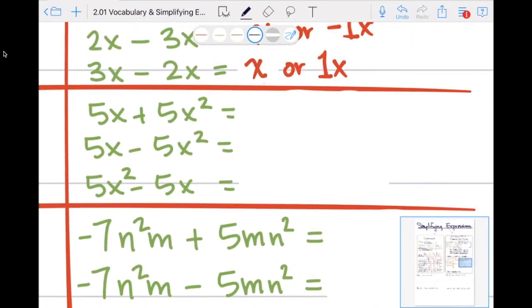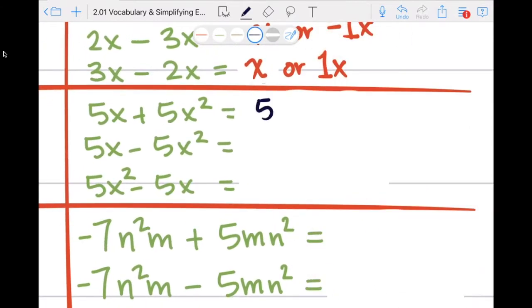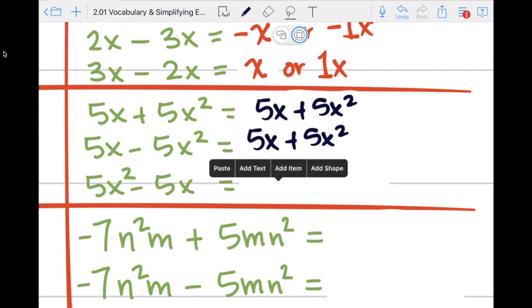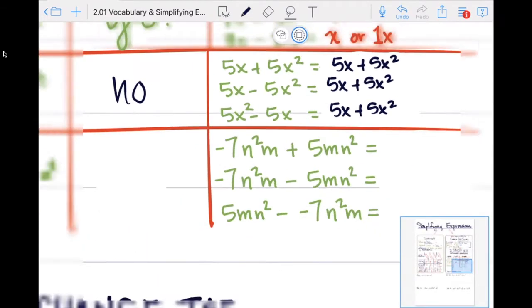And let's look at what those operations look like. 5x plus 5x squared is 5x plus 5x squared. You could just say it's already simplified. 5x minus 5x squared, again, it's already simplified. We can't do anything to make that simpler than it already is. Or 5x squared minus 5x, it's already simplified. Because those two terms are not like terms, you cannot combine them.